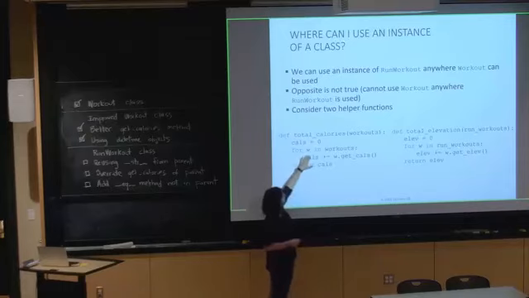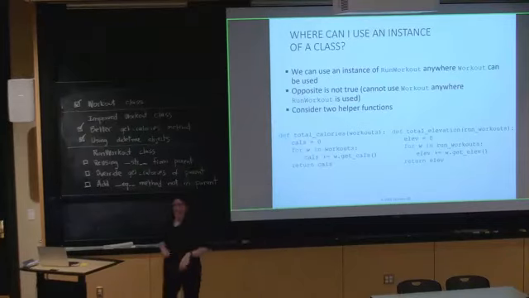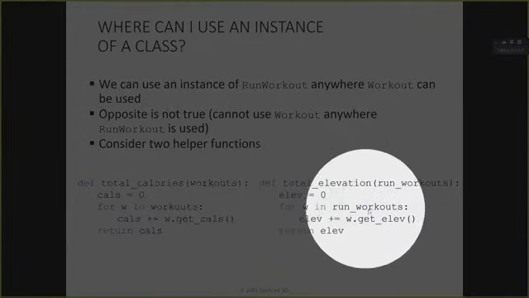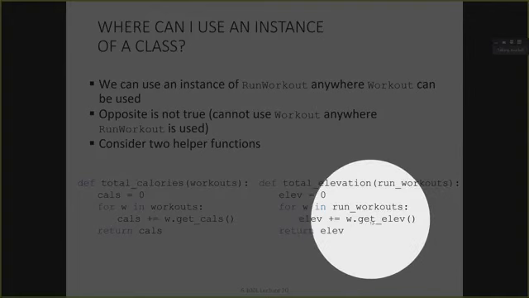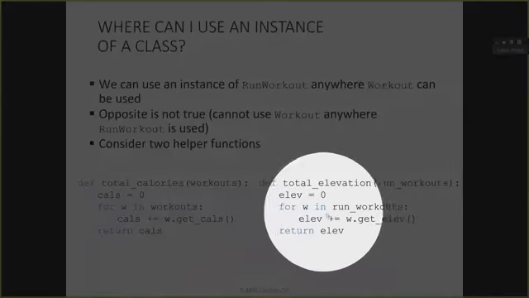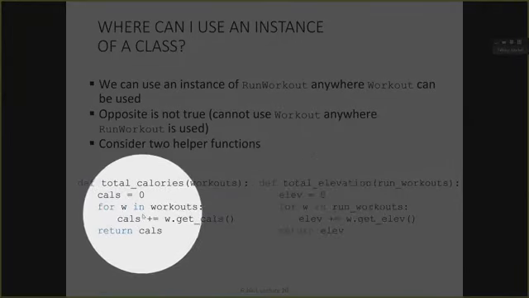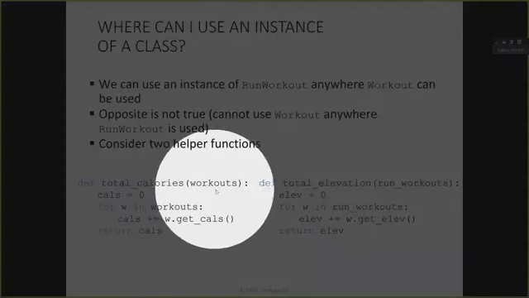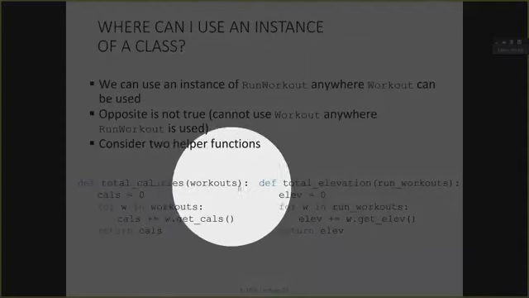We're just iterating through the loop, grabbing each workout object, and then calling the get calories or the get elevation on that workout object. So this will give me a number. And then I'm just keeping a running sum for the total elevation and the total calories, and at the end I return it. Again, the list here is important. These are workout objects and workout objects.